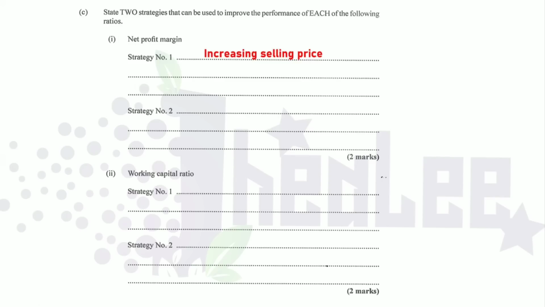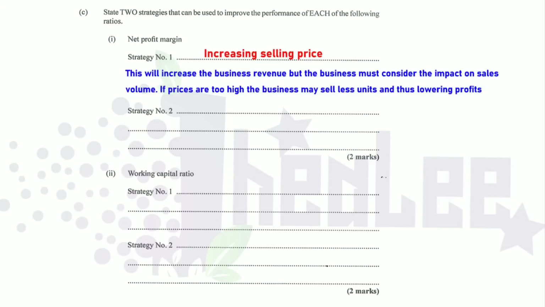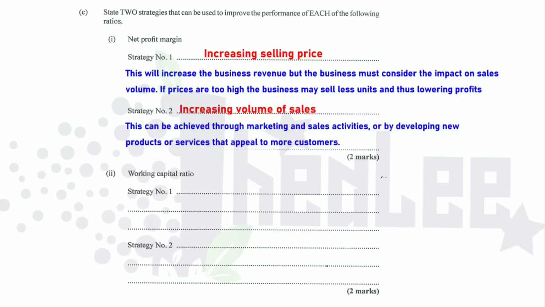In terms of increasing the selling price, though, this will increase the business revenue, but the business, which is Gigi Millie, must consider the impact on sales volume, because if prices are too high, the business may sell fewer units and thus lower profits. And I'm sure Gigi Millie wouldn't want to find herself in this position. So she has to be careful in terms of increasing the prices. Another strategy is to increase the volume of sales. And this can be achieved through marketing and sales activities, or by developing new products or services that appeal to more customers.